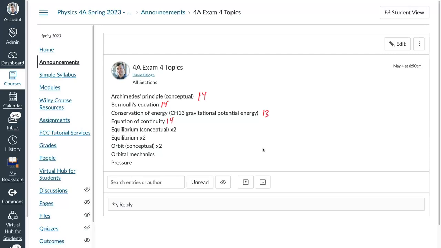Equilibrium, 12. Equilibrium, oh my gosh, 12. Orbits, 13. And then 13, and then 14. So let's see. That's 4 from 14, 4 from 12, and 4 from 13. That was an even split across all of them, wasn't it? You guys have no hope. No, all right.